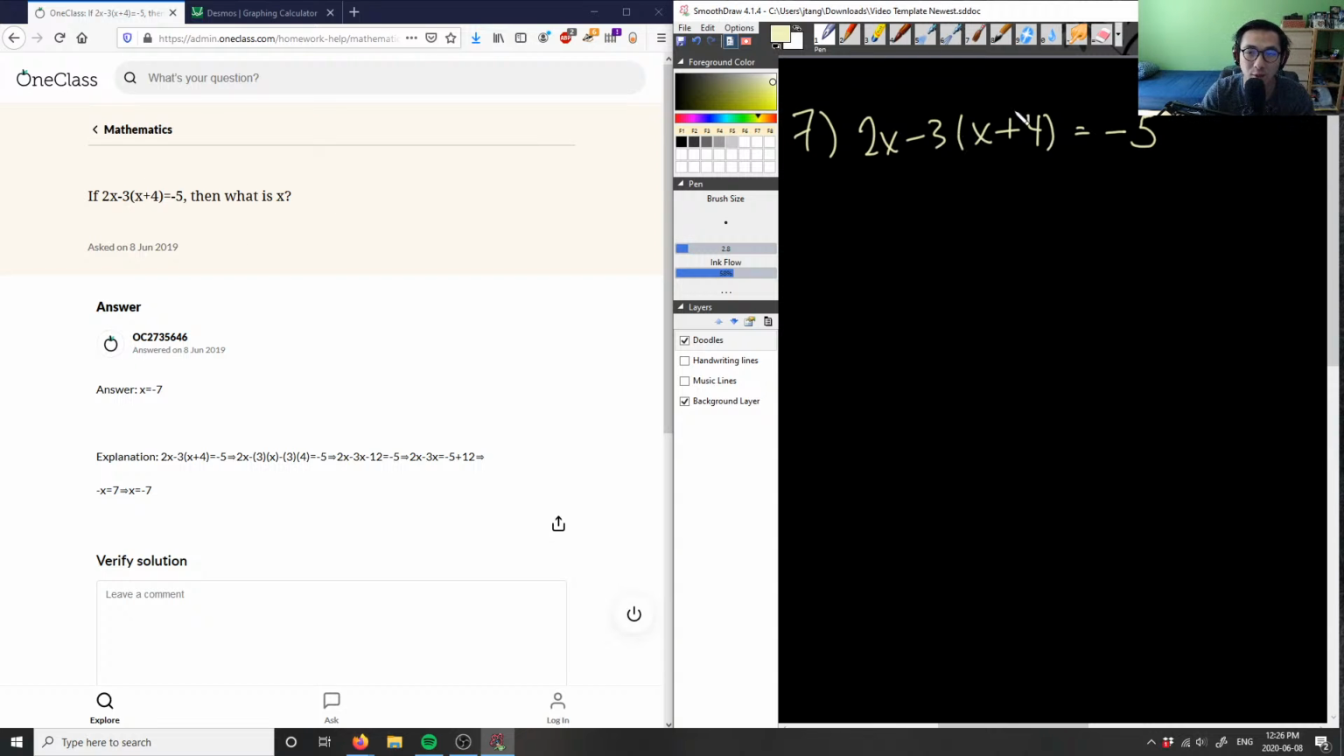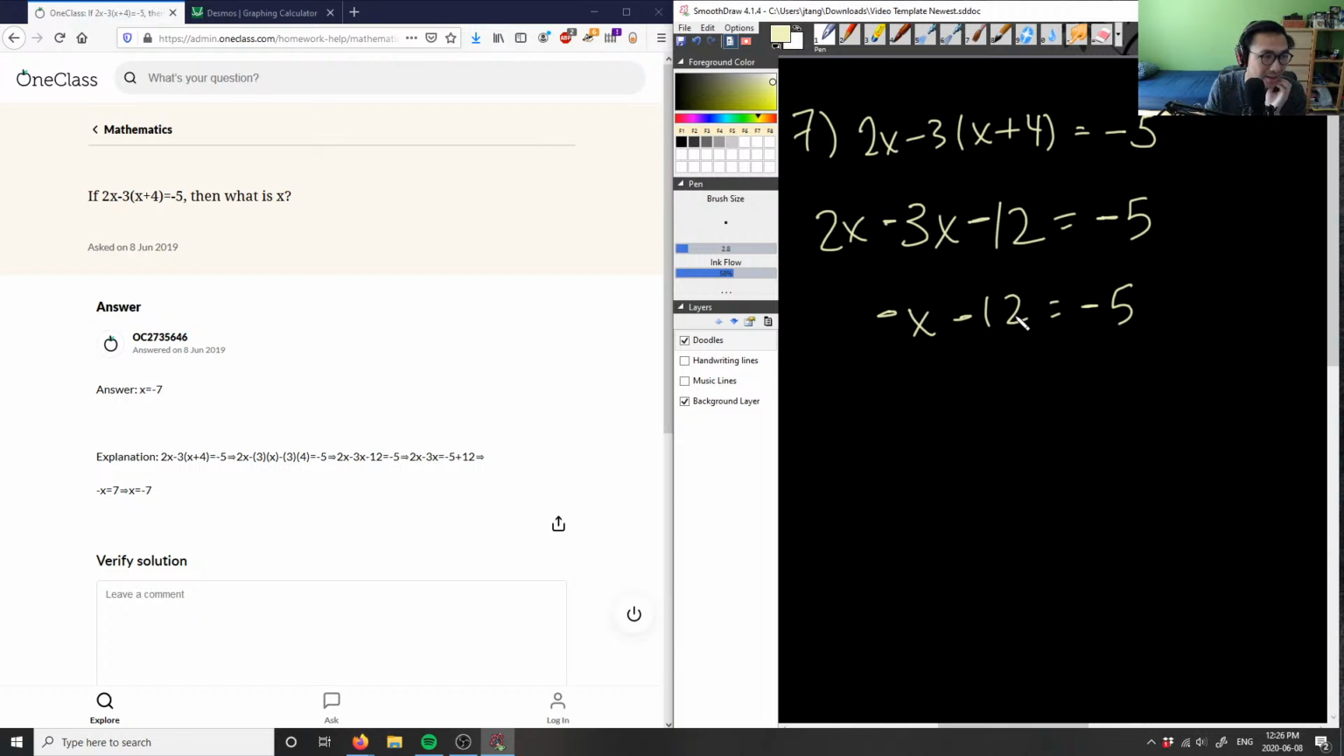So what I want to do is I want to expand or use distributive property on these two guys first. So this 3 is going to be multiplied by both of these guys here. So I have 2x, and then minus 3 times x will give me minus 3x, and minus 3 times plus 4 is going to be minus 12 here, which will give me -5. 2x minus 3x is simply just -x. Minus 12 equals -5. And then I can simply add 12 to both sides to get x alone, right? So -x equals -5 plus 12. So -x equals -7. Or sorry, +7.